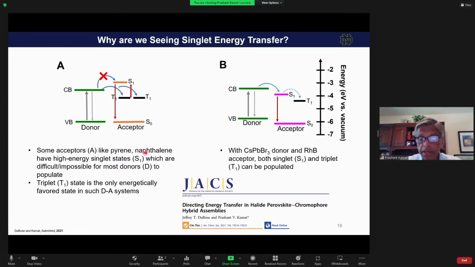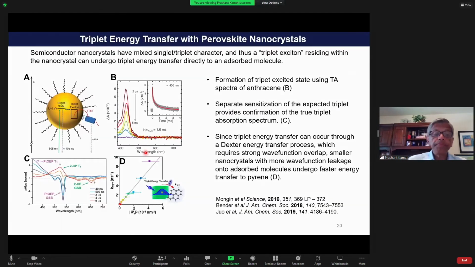For example, this one was done by Phil Castellano's group. They tethered functionalized pyrene, naphthalene, and anthracene. I think this is the example of anthracene where they connected it, and then they observed the triplet energy transfer using transient absorption and various other techniques. And they were able to see the triplet energy transfer in this case.